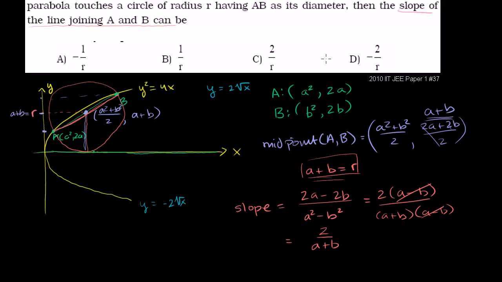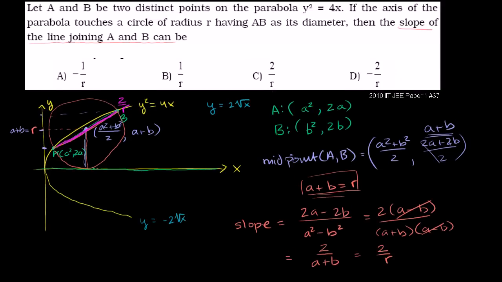Now, that's clearly not one of the answers. We need our answer in terms of r. But we just figured out the y-coordinate of the midpoint, which was a plus b. That is equal to r. So this is the same thing as 2 over r. So the slope of this line right over here is 2 over r. Now, you might be tempted to say, okay, the answer is C.